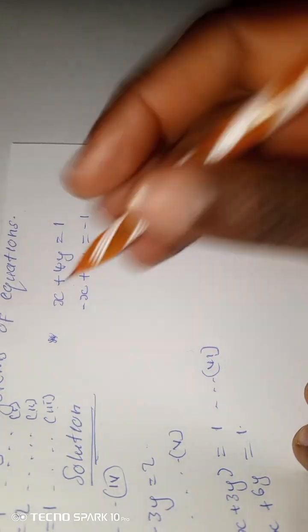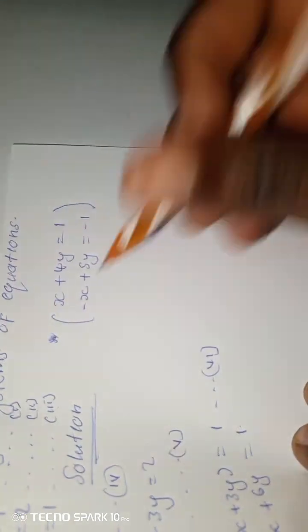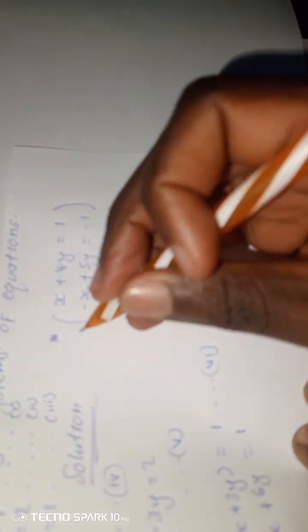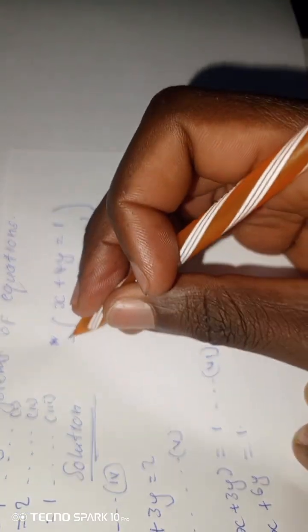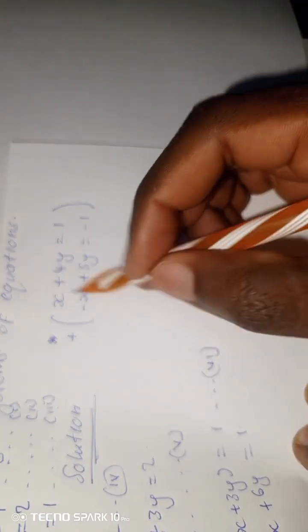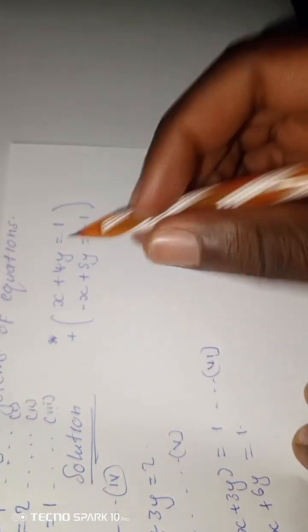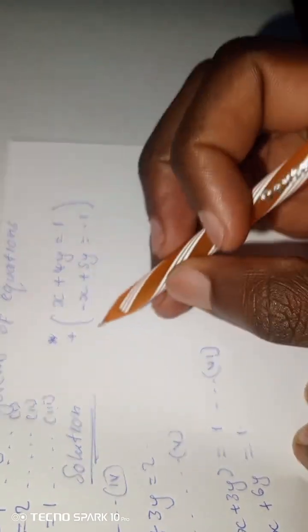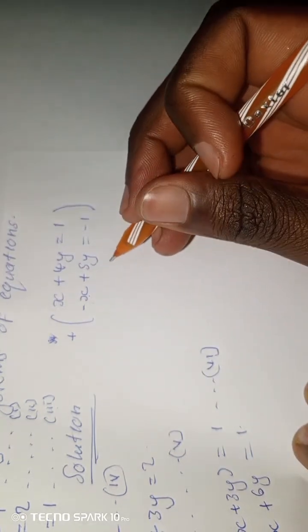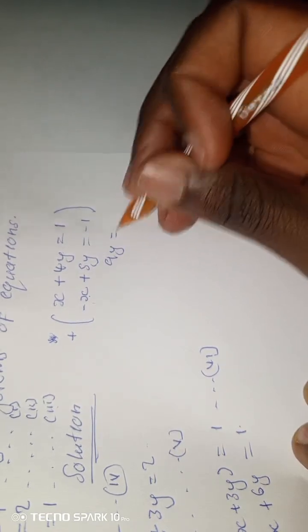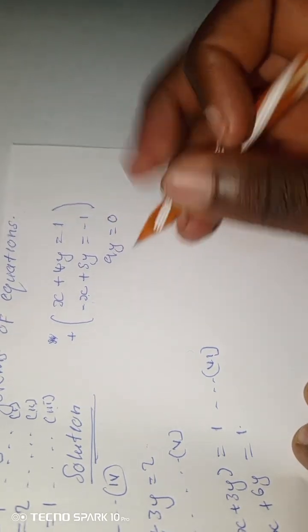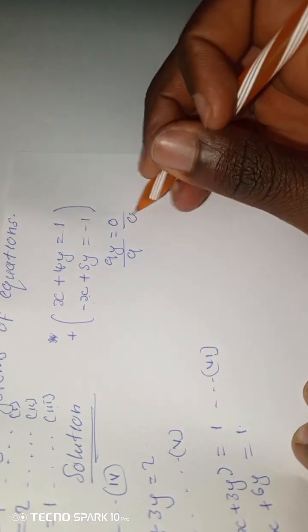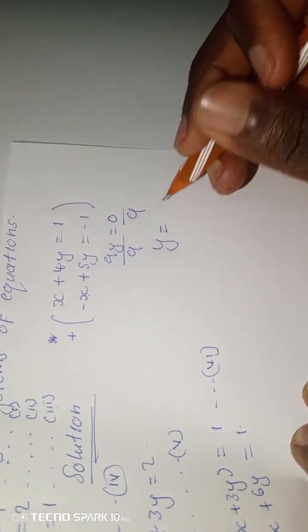So I'm going to solve these equations simultaneously. We need to eliminate one variable. Since here we have x and here also x, I'll put just the positive sign here, so that when we add these, they'll give us 0. So x plus negative x gives us 0, 4y plus 5y gives us 9y equals 1 plus negative 1, which gives 0. So divide both sides by 9, and you have y equals 0.